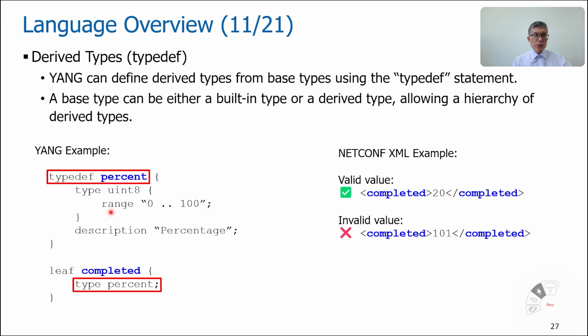So we define percent as an unsigned 8-bit. Also, we can define a range. So this 8-bit is 0 up to 255, right? The range is here, a sub-range 0 up to 100. Description is a percentage. And then the leaf is actually defined. This is a leaf node, right? And this is a percent type. So in the XML case, we can make 20 complete, right, but 101 is not, because the value is out of range.